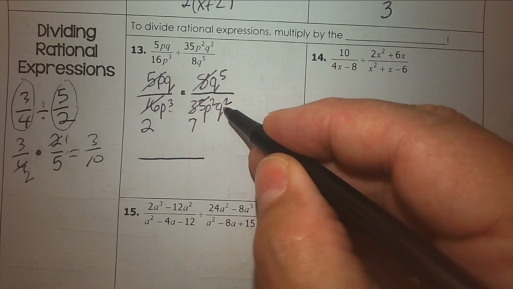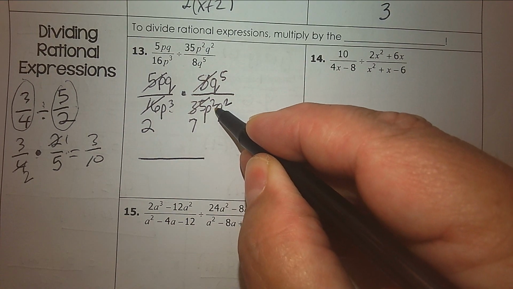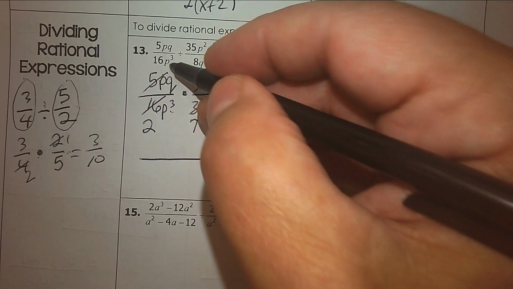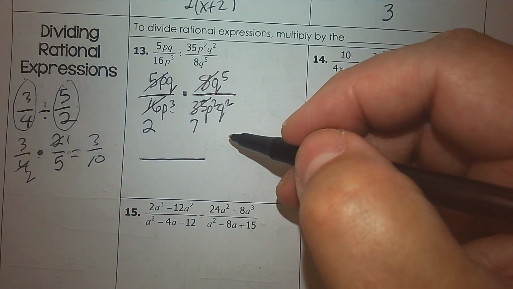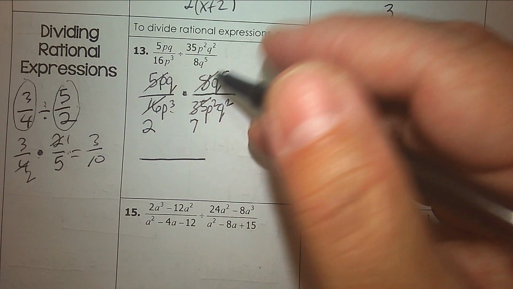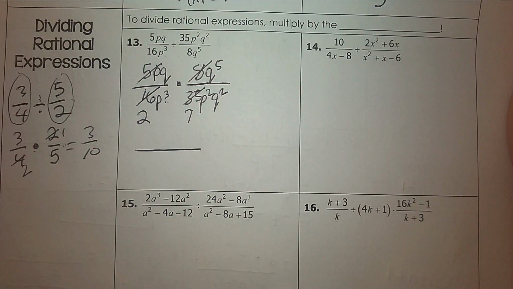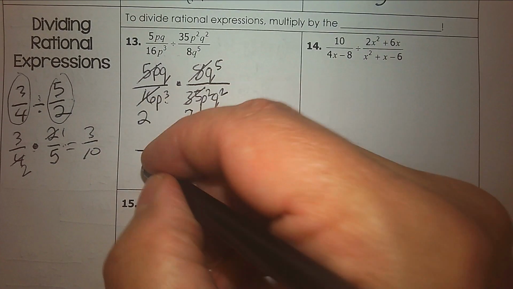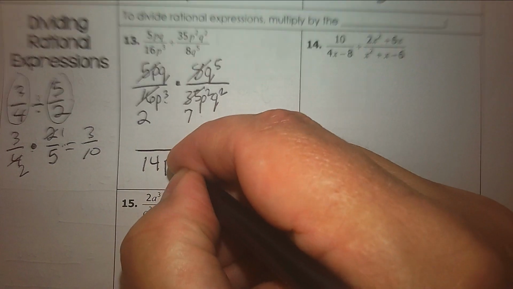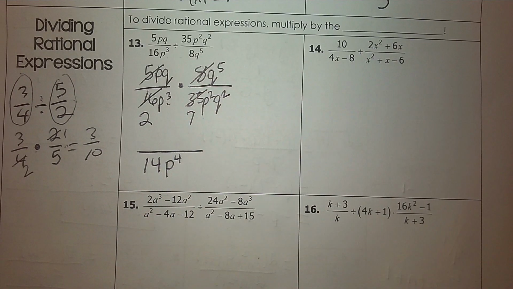3 and another 2. How many p's? So 1 p on top, 5 p's on the bottom. How many more p's on the bottom? 4. So 2 times 7 is 14. That goes in the denominator. And you just said there's 4 more p's in the denominator.